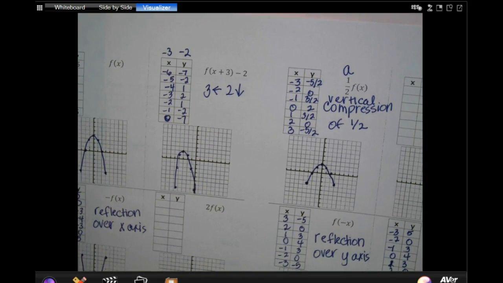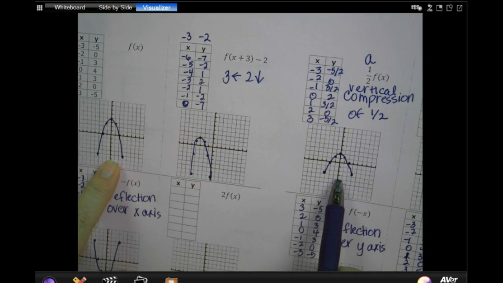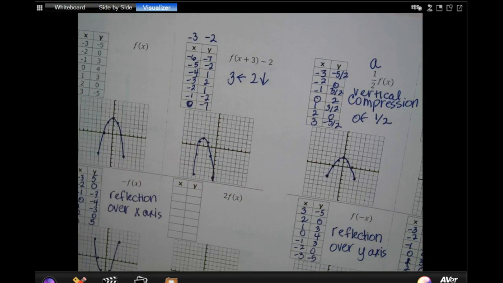So what happened from the original to the vertical compression? It got fatter and shorter, just like me. I'm a vertical compression. Short and fat.